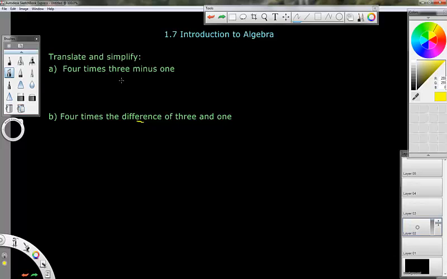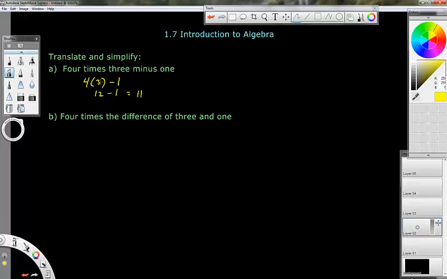4 times 3 minus 1 would just be 4 times 3 minus 1. And that would be 12 minus 1, which is 11. So you have to translate that and simplify. And that's how you do that.